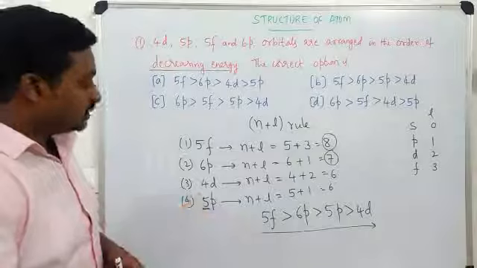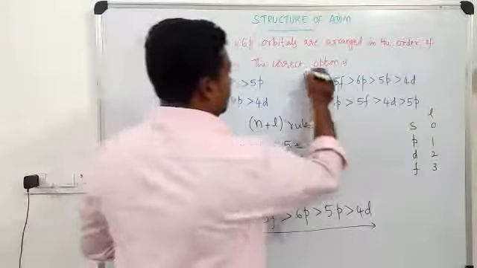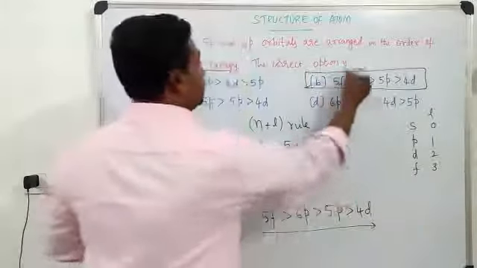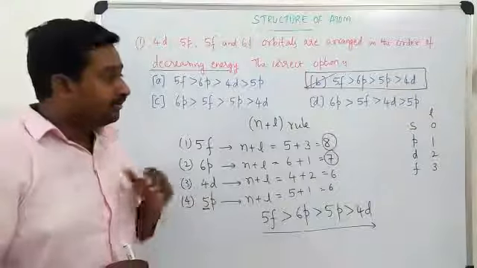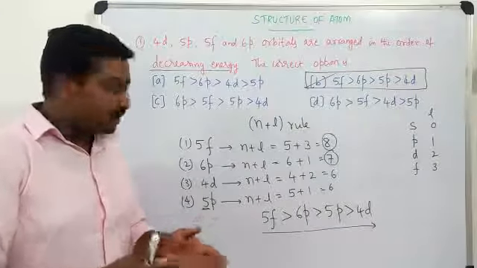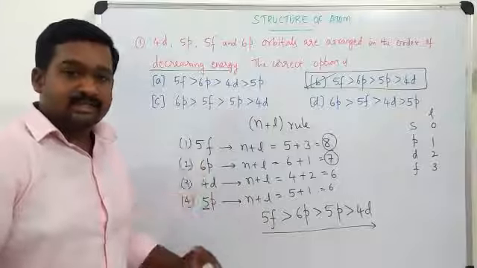Now have a look at the options given. Whichever is matching with this is the right answer, and it is option B: 5f greater than 6p greater than 5p greater than 4d. For any such question, you have to find out the n plus l value and find out the right answer.